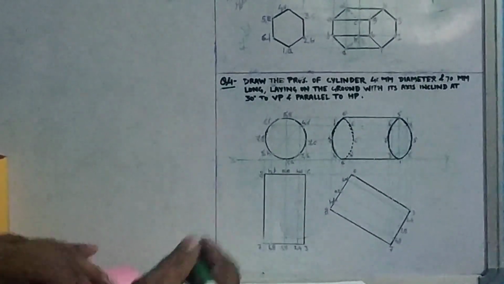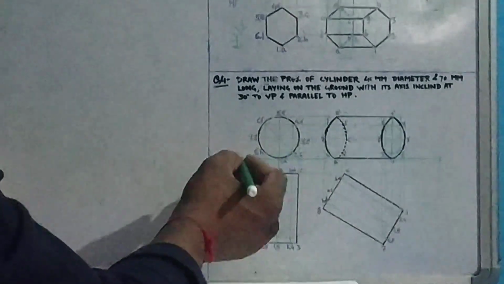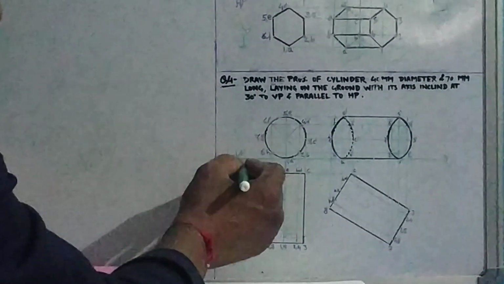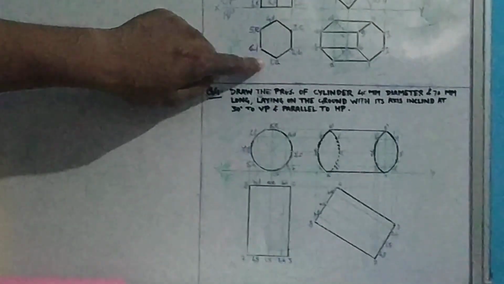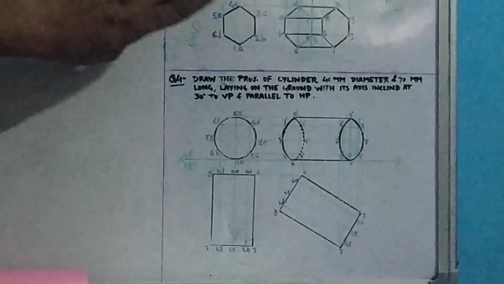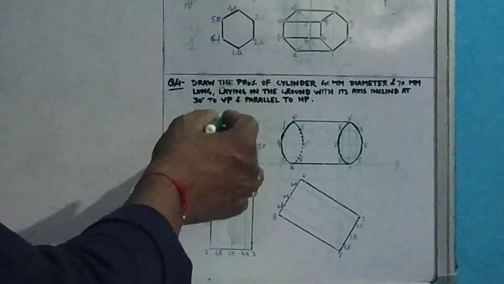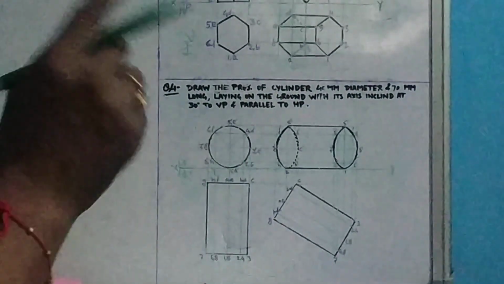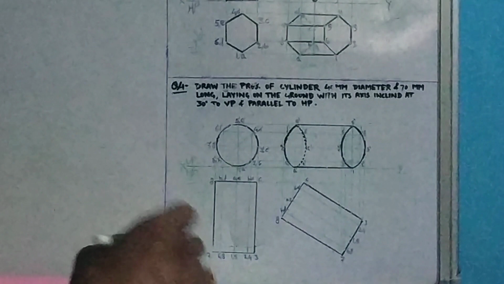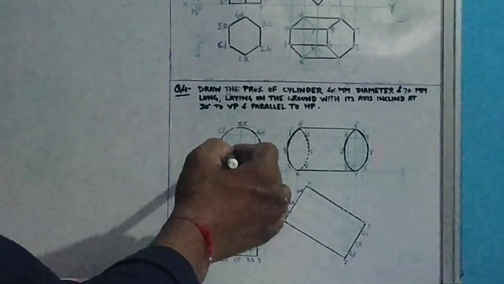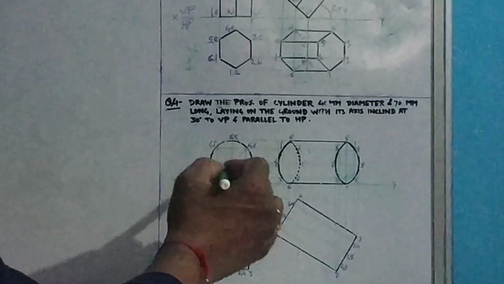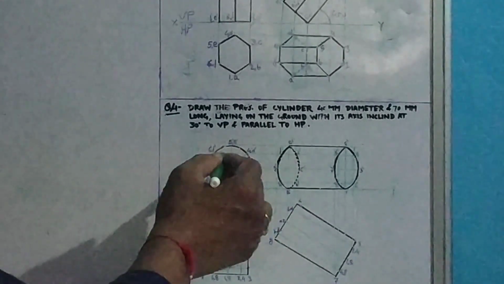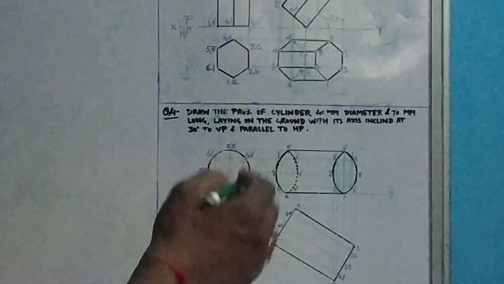So how will we solve this question? First of all, draw the XY line. Above the XY line, this is the VP plane, this is the HP plane. We will get this circular shape, and in the case of a hexagonal prism the corners are given. But in the case of a circle, we don't have any corner. So what we will do, we will mark the corners by dividing this circle into 8 equal parts: 1, 2, 3, 4, 5, 6, 7, 8.